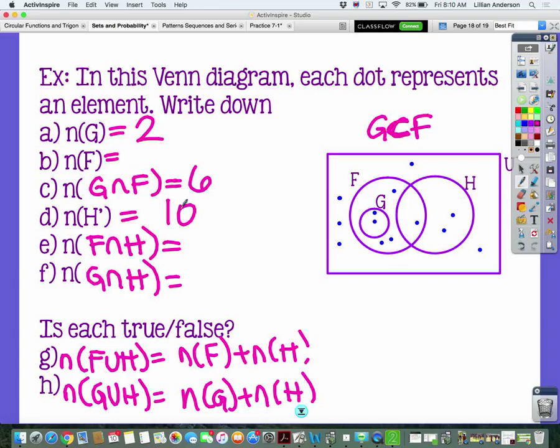Try to do the next 3. Pause the video and try to figure out how many elements are in E and F, and then determine if the statements in G and H are true or false.